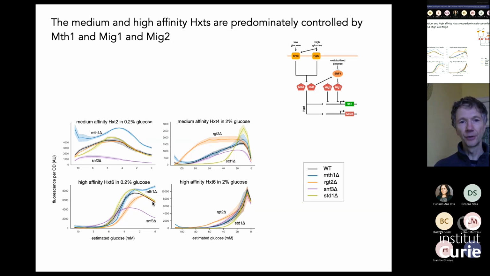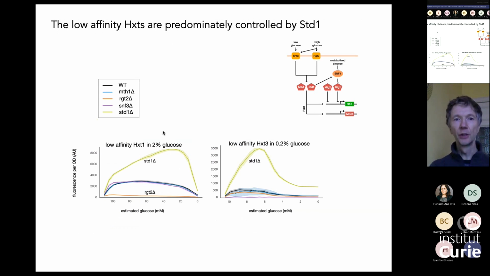And here also, in very low glucose, these are the high affinity ones, which is where they should be expressed. You can see if I delete MTH1, I get much higher expression, and similar behavior for the SNP3. So this sort of implies that the medium and high affinities are controlled by these three repressors. And finally, the low affinity ones are controlled by this other one, STD1. If I delete that, both of them, hxt1 and 3, the levels increase dramatically compared to wild type.